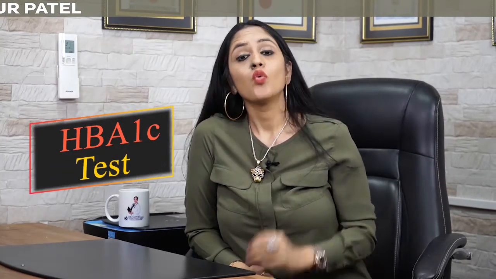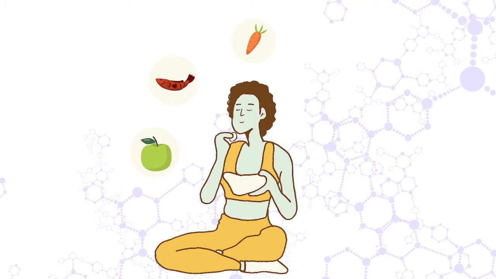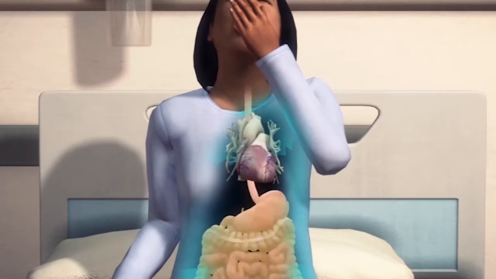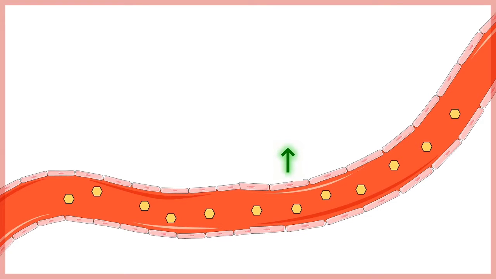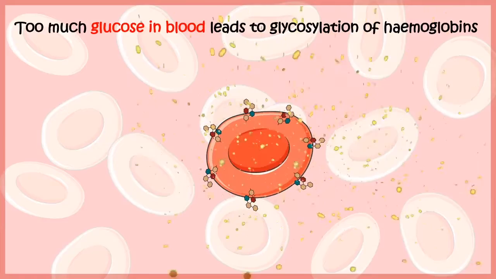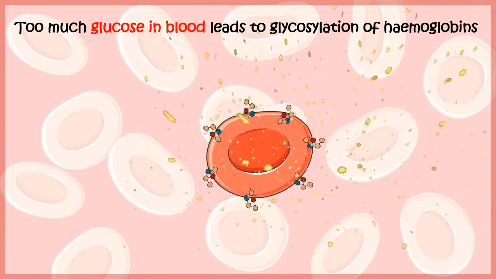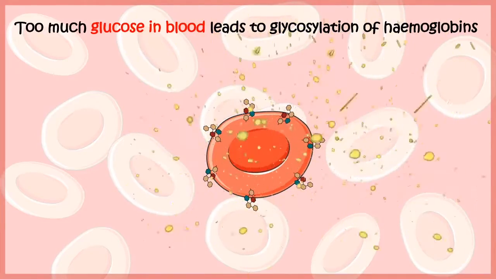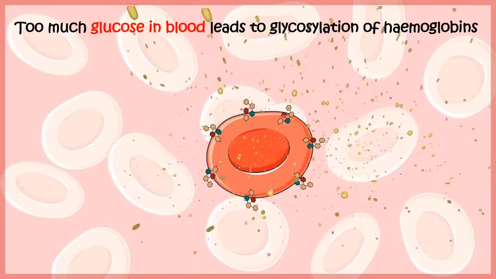Now let's see what is the rationale or science behind this HbA1c test. See, whatever food we consume has carbohydrate, protein and fat. This gets broken down and digested. And after the digestion, the glucose from this food gets absorbed into our blood. So now in our blood, we have glucose. That is the reason why we call it blood glucose.